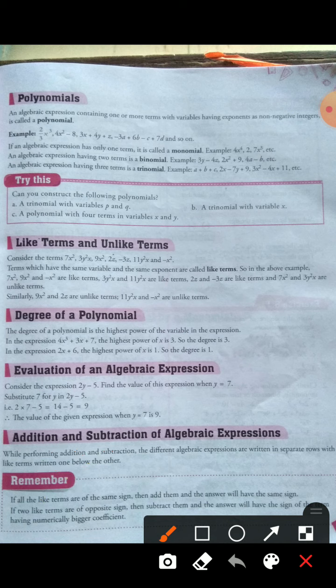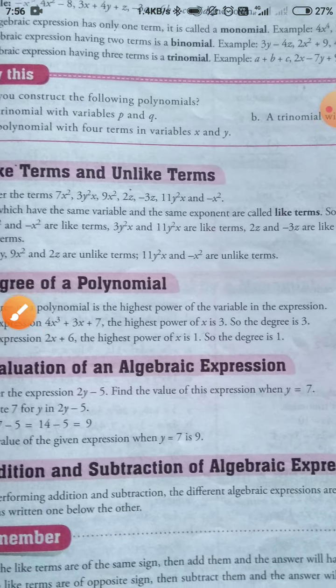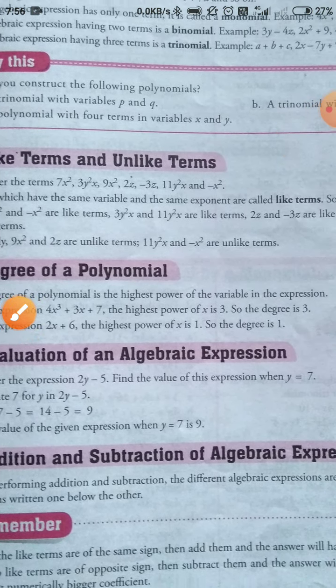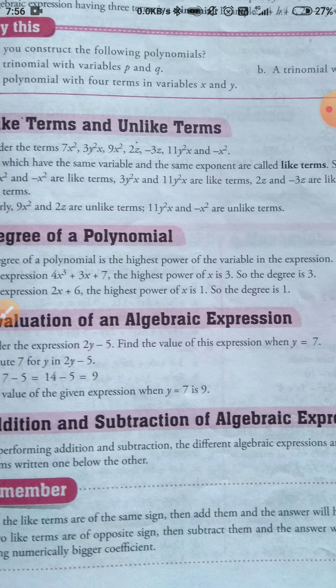So now evaluation of an algebraic expression. As I told you earlier, for evaluating any algebraic expression, we will put the value of the given variable. If it is given in the question, you will put that value of the variable in the particular question. If it is not, you will consider it by yourself, right? For example, consider the expression 2y minus 5. Find the value of this expression when y is equal to 1.